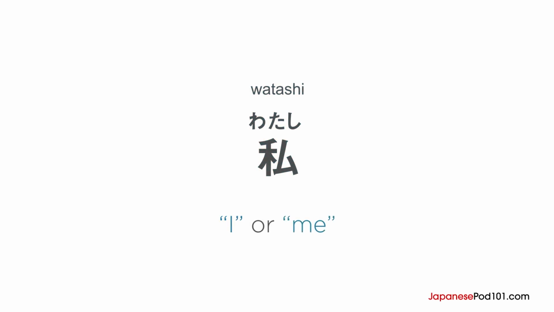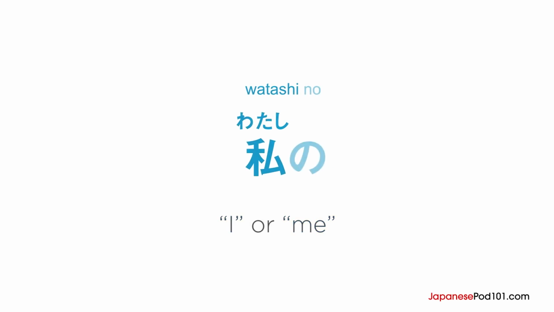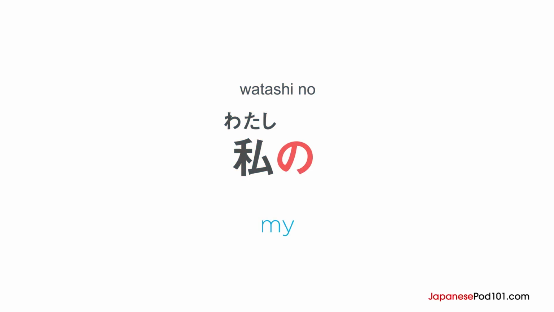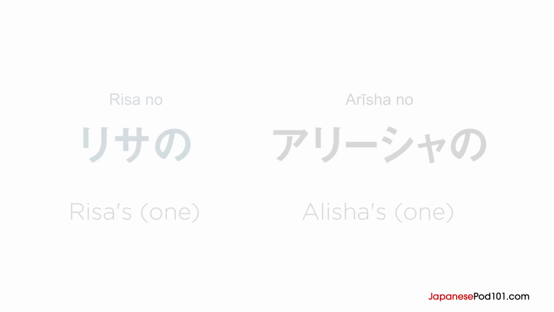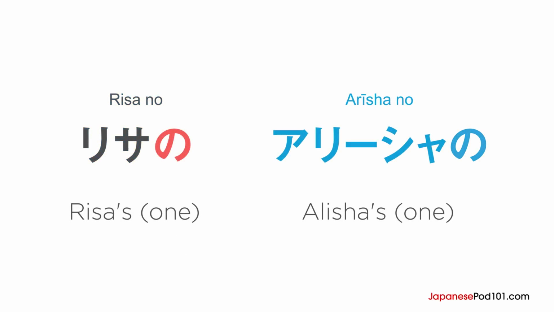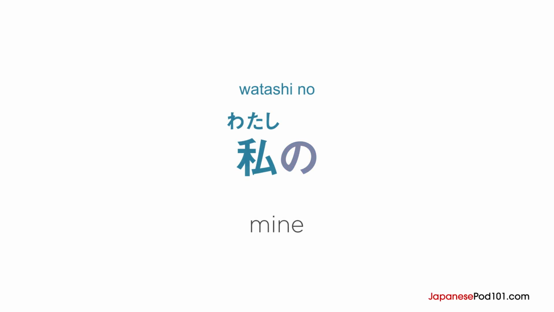So how about my? Watashi means I or me. So, watashi no is my. For example, how do you say, this is my computer? これは私のコンピューターです。Please note that Lisa no, Alicia no can mean Lisa's, Alicia's too. 私の also can mean mine.